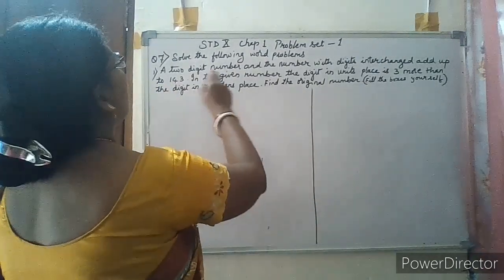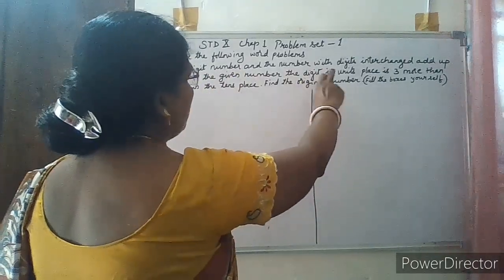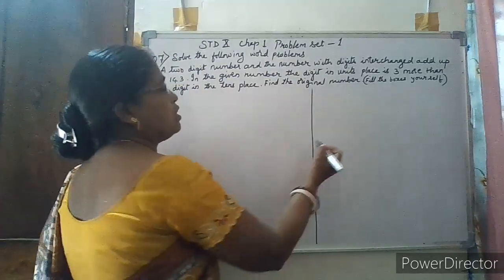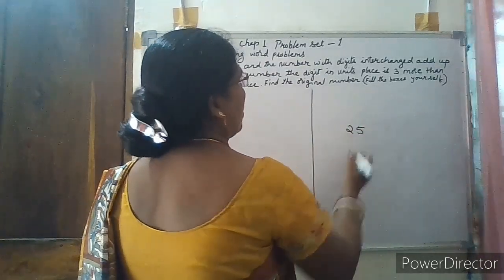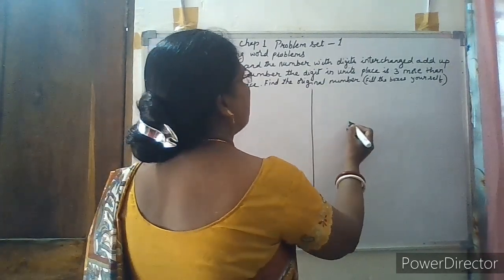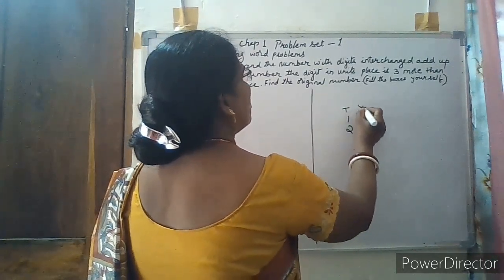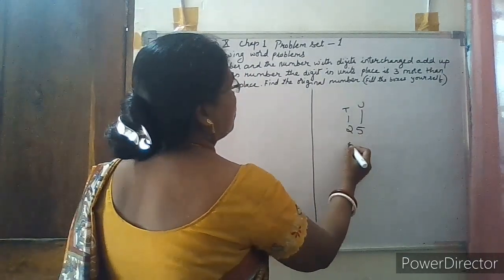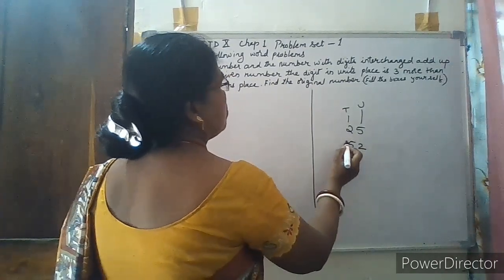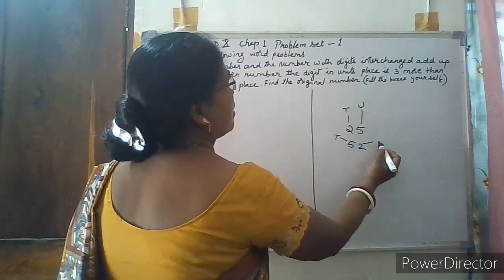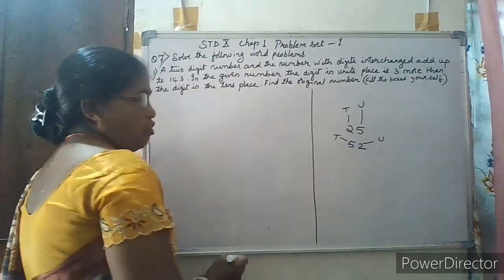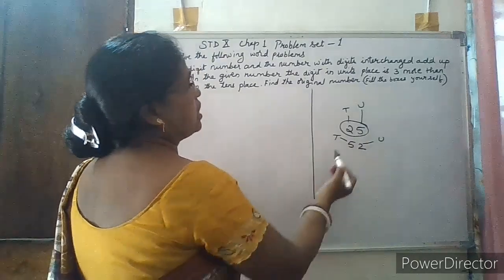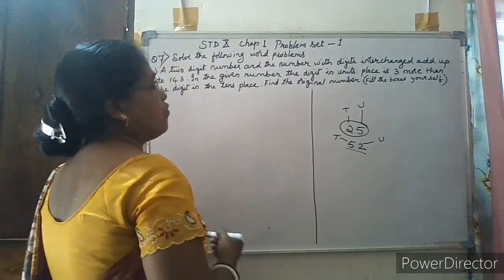So a two-digit number and the number with the digits interchanged. Suppose I take the two-digit number as 25. This is in the tens place and this is in the units place. If I interchange the digits, then it will be 52. The 5 is in the tens place and 2 is in the units place. So when 25 is the number and the digits are interchanged, it is 52.